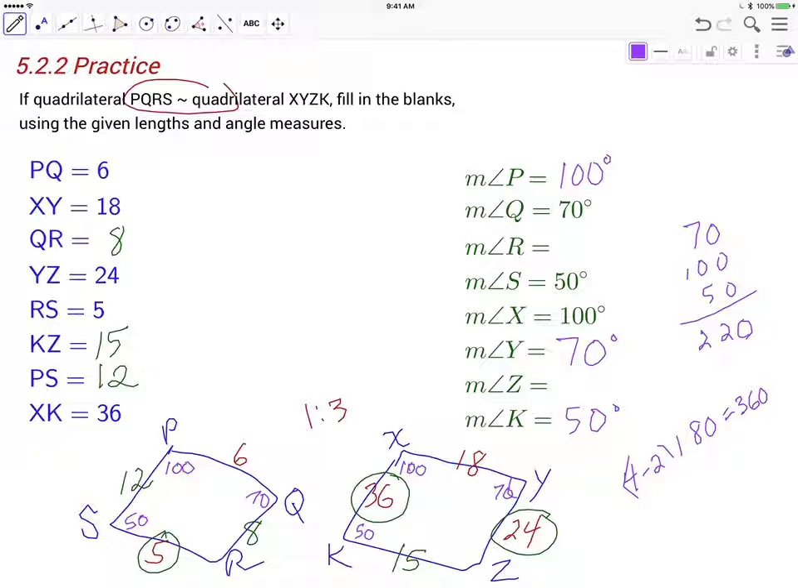So Z is 140. Terrible scale, of course, but that's okay. And R is also 140. Hopefully you got both of those, or all of those. Lots of information that comes from two things being similar.